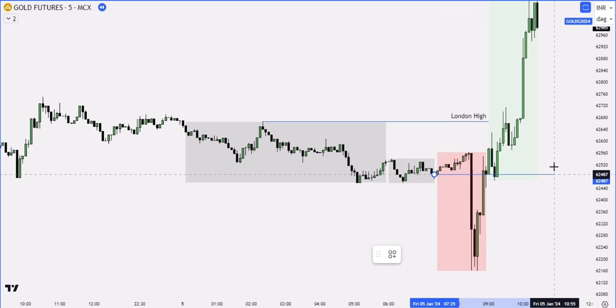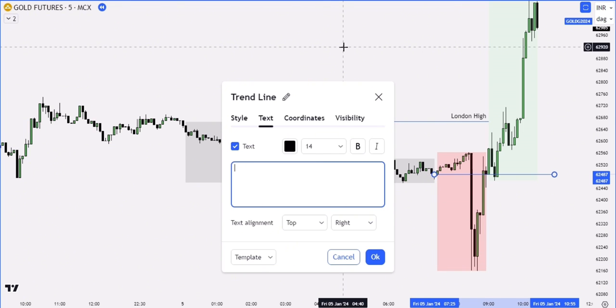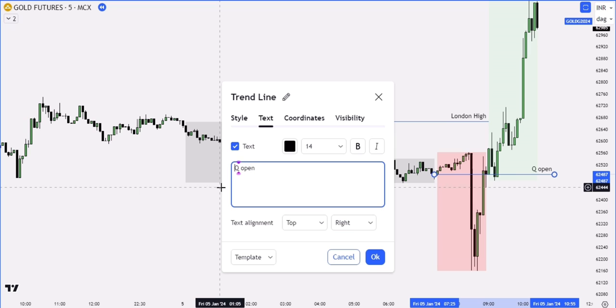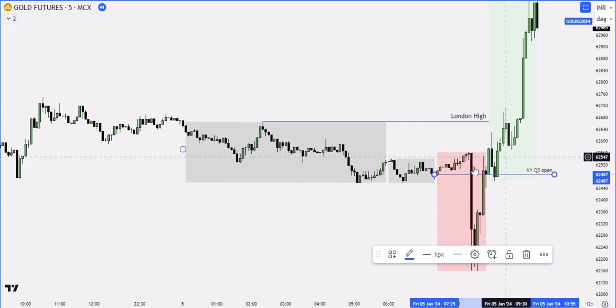Not our 9:30 open, our session or quarter open. Let's call it a quarter open, key open. And this is New York, so we'll say New York Q3, because New York is Q3 of the day. Our New York Q3 open. And then price manipulates lower, sweeping the accumulation low and the London low.